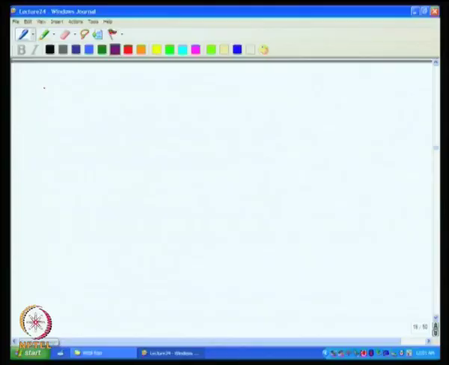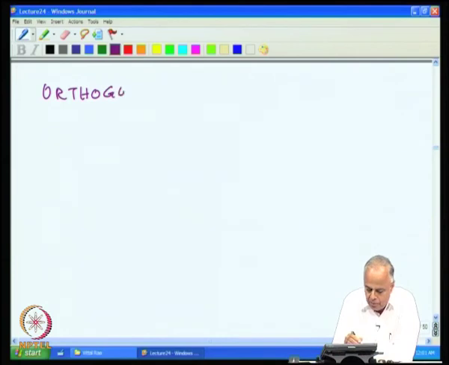Before we actually put this thing into action, we will now look at an important concept of orthogonal complement of a subspace, and then we will see how this Gram-Schmidt comes into the picture.